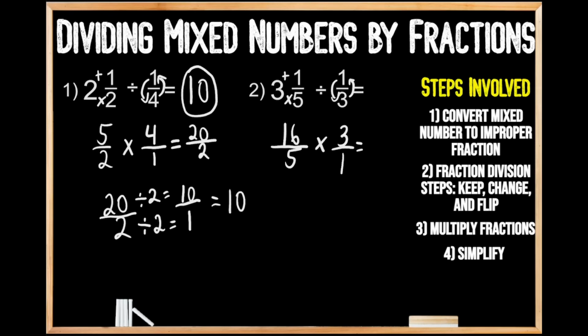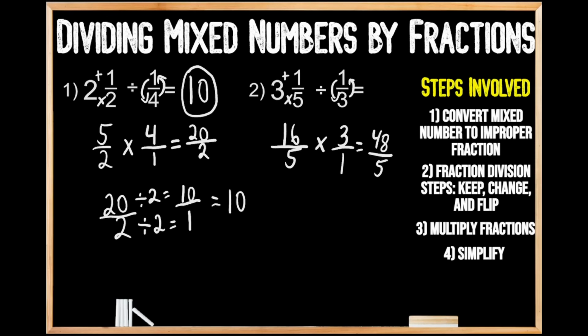So now we're going to move on to step number 3, where we're going to multiply these fractions. So starting out with our numerators, when we multiply 16 times 3, we get 48. And for our denominators, when we multiply 5 times 1, we get 5 for 48/5. So now we're going to move on to our last step, which is to simplify.